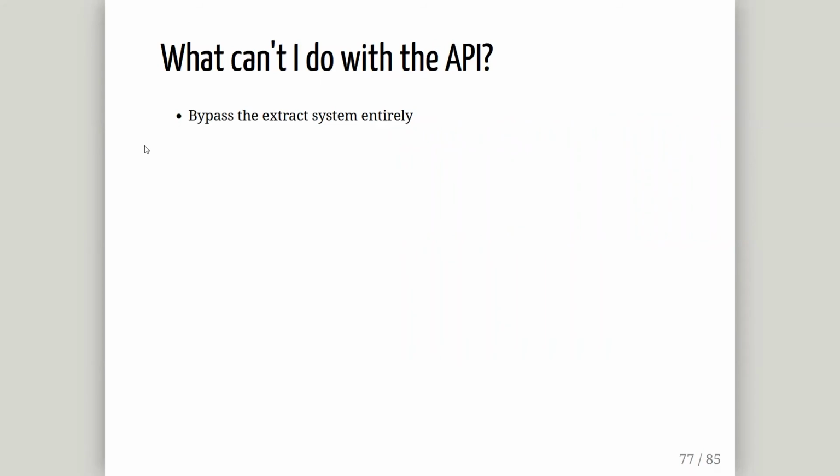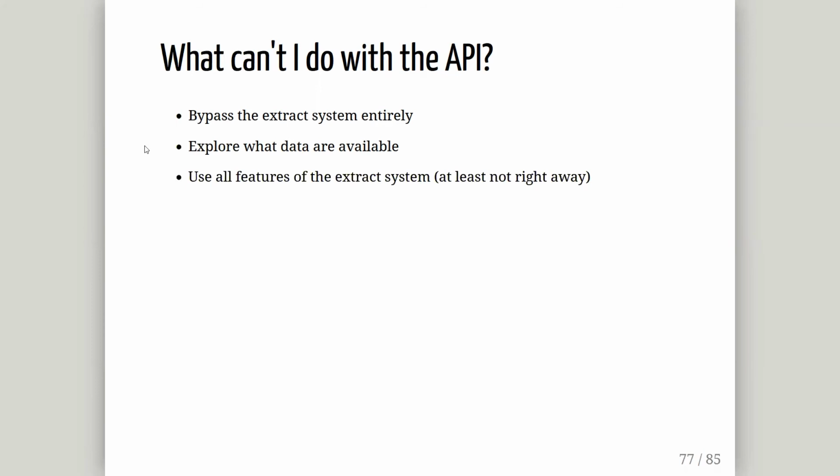So a few limitations. You're still using the extract system, so you don't get data on demand. So you still have to wait for your extract to process. You can't yet explore what data are available, but we do plan to add a metadata API in the future. And you can't use all the features of the extract system right away. You can't, for example, attach characteristics of family members like you can do with an extract on the website. But we plan to add those once the core functionality is more stable.